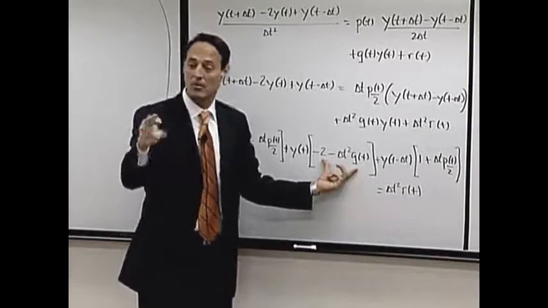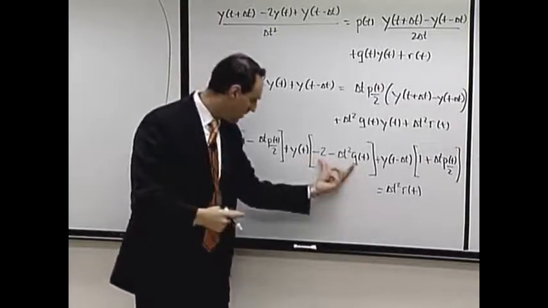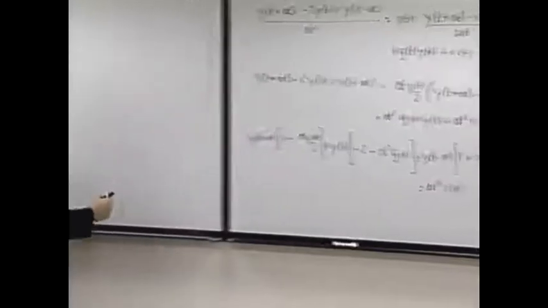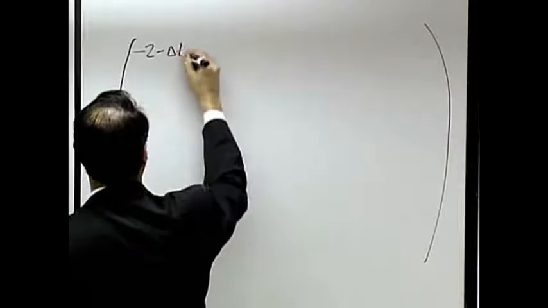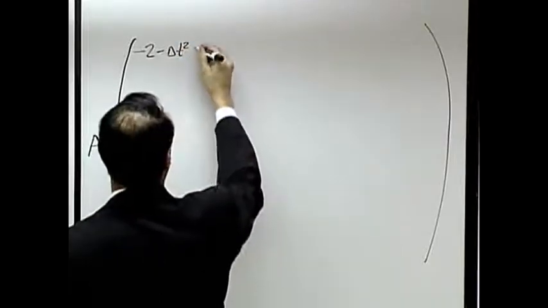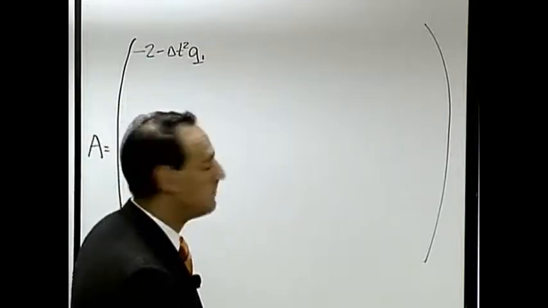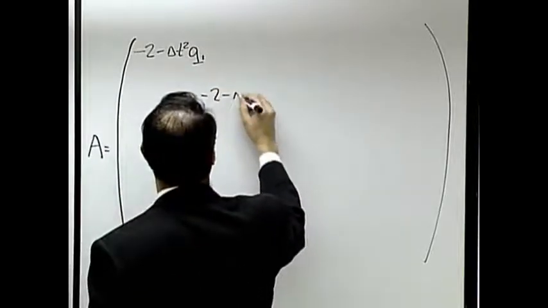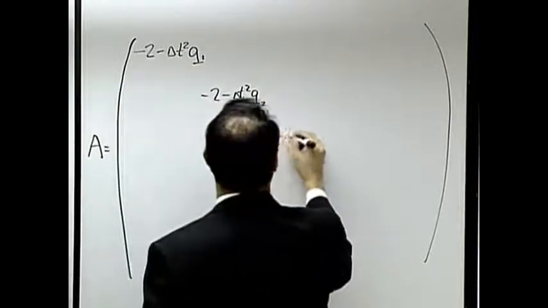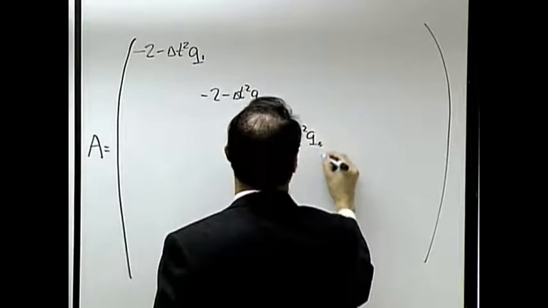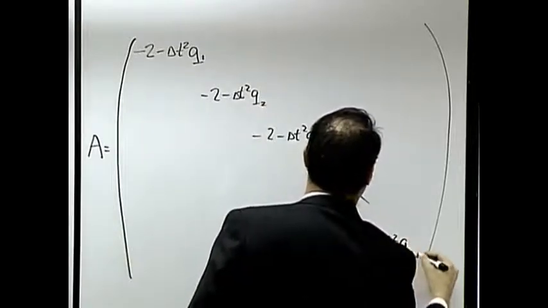So this is the diagonal of that matrix. Y of n cares about y of n like this. So when you think about this thing being here, on your diagonal you have -2 minus delta t squared, and you evaluate this thing here at Q, let's call it Q1. And then the next diagonal, -2 minus delta t squared, Q2. -2 minus delta t squared, Q3, all the way down to -2 minus delta t squared, Q of n.